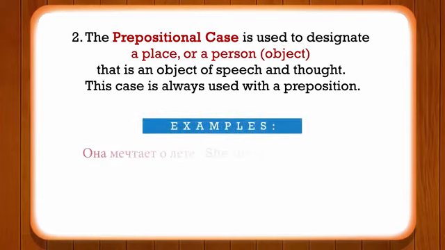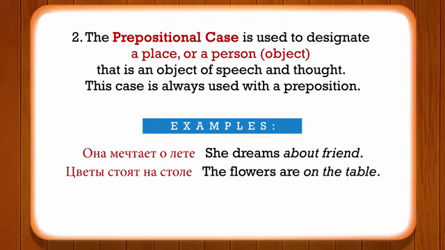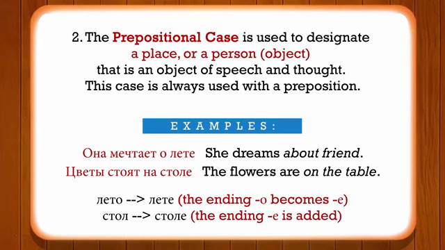Она мечтает о друге. She dreams about a friend. Цветы стоят на столе. The flowers are on the table. About a friend, and on the table or at the table. You can use these prepositions accordingly. I hope the concept is clear to you.